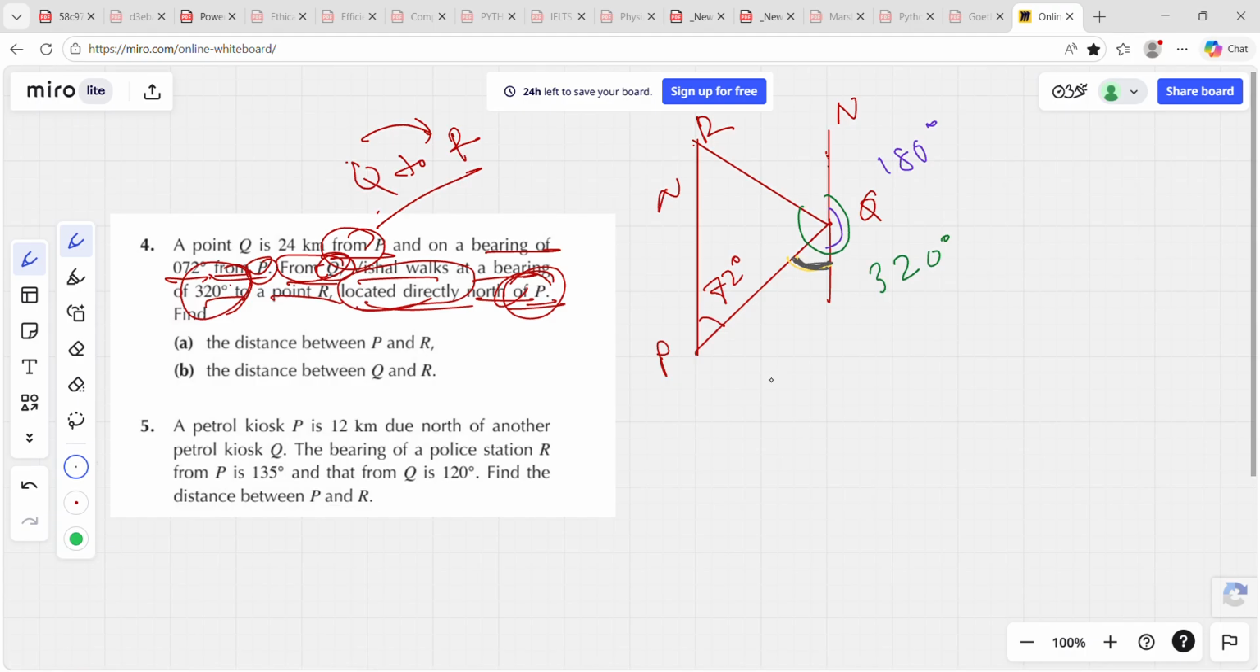So you can see this and this are alternate angles, so that is also 72 degree. So if this is 72 and this is 180, you get 180 minus 72. So what you would get is, okay, if we calculate this, like 180 plus 72, sorry, first you have to reduce 320 minus 180. I made a mistake.